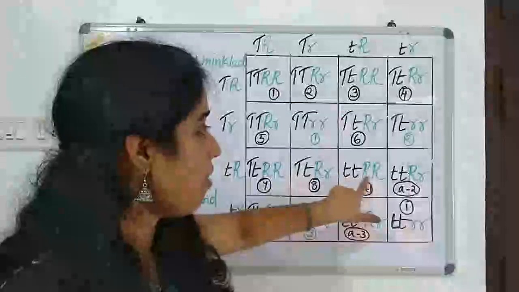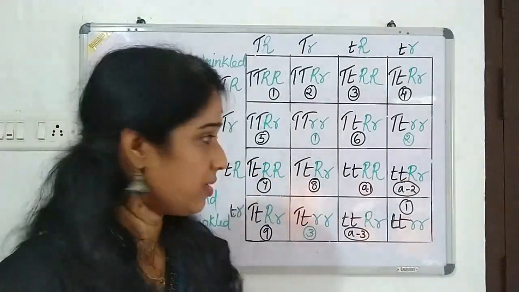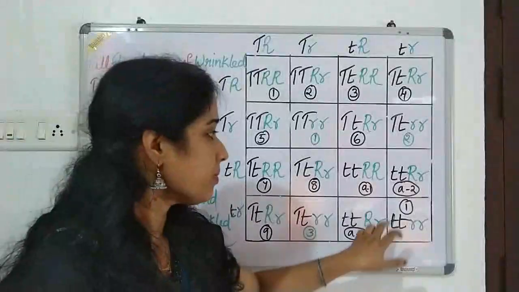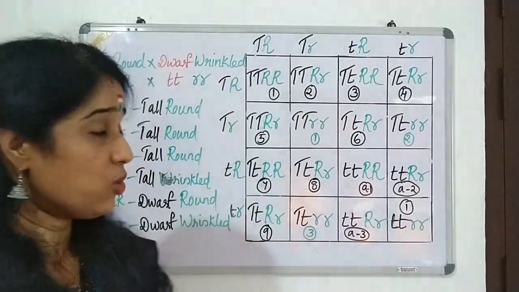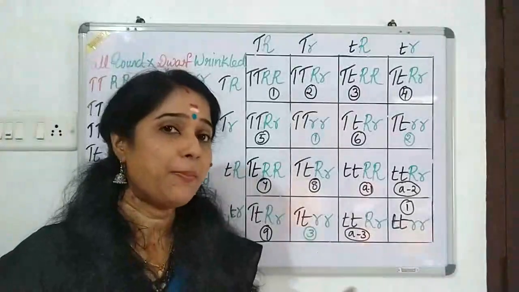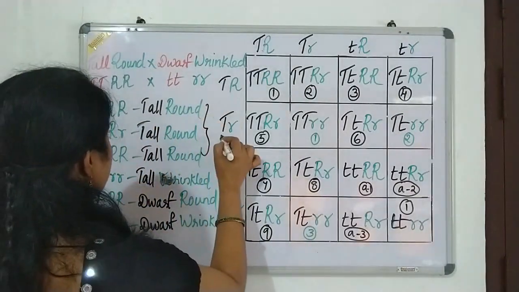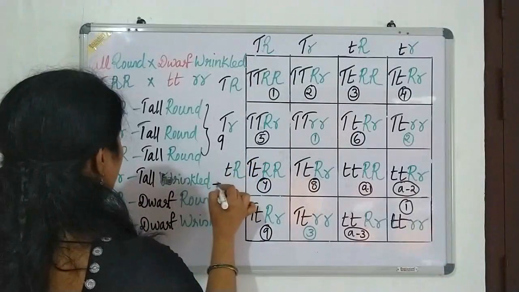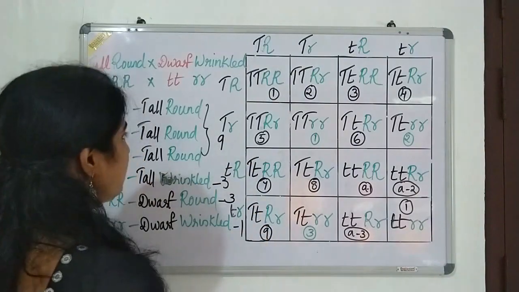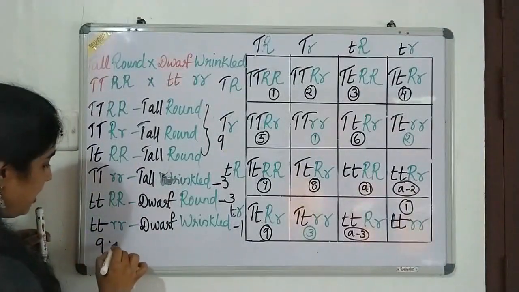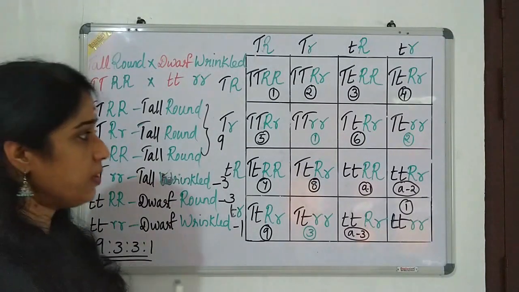Then next one, dwarf, round. How many are there? 1, 2 and 3. 3 dwarf, round. And what is left? Dwarf, wrinkled. How many are there? Only 1. So total 16 plants were produced. Among these, 9 plants were tall, round, tall, wrinkled 3, dwarf, round 3 and dwarf, wrinkled 1. So the ratio is 9:3:3:1.